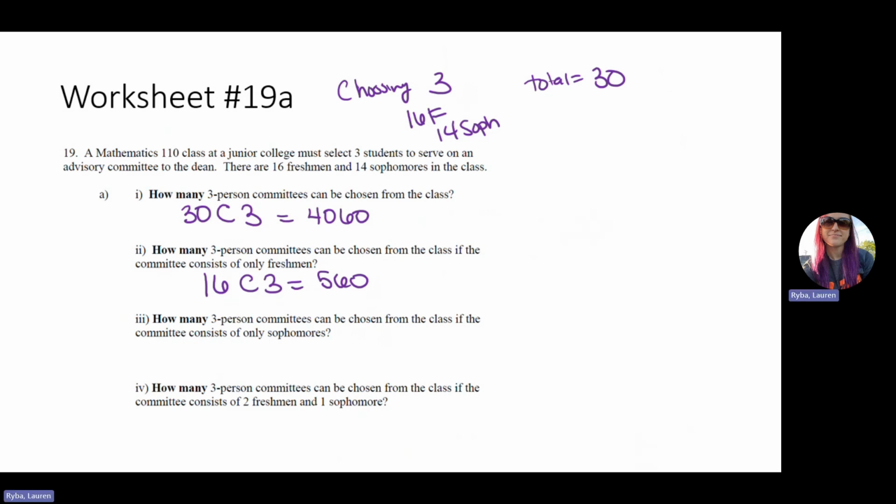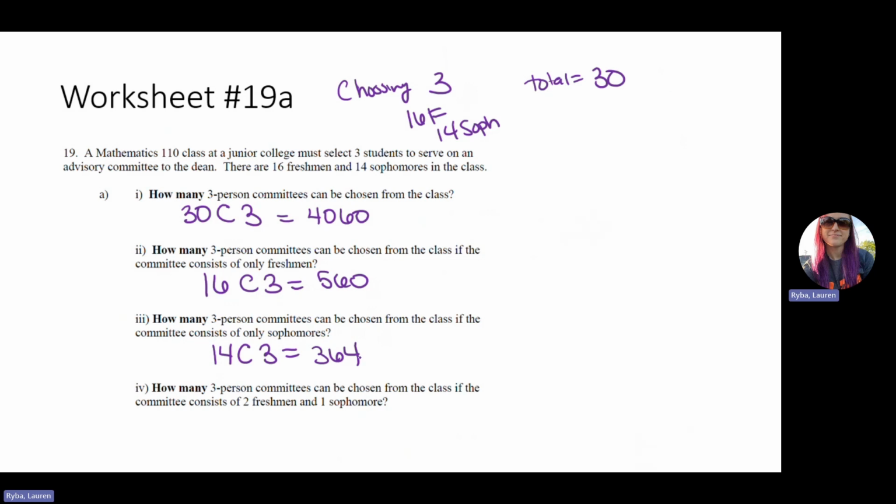Now I'm going to ask the other grade here. It says how many 3-person committees can be chosen from the class if the committee consists of only sophomores? Okay, so how many do I start with? How many can I choose from? 14. I'm going to again choose 3. If I do that, I will get 364.